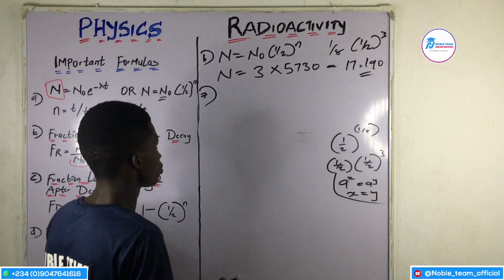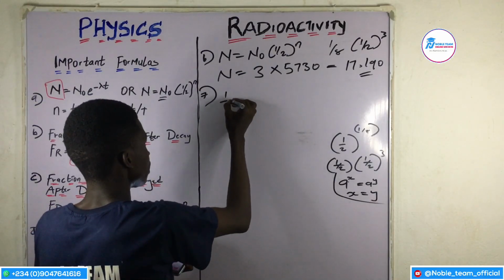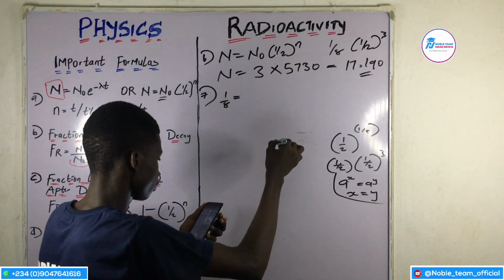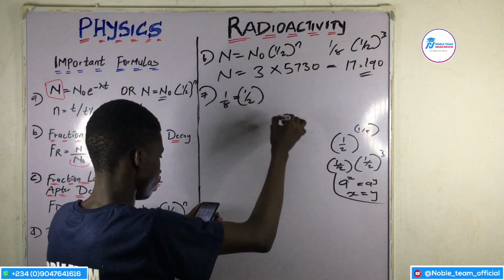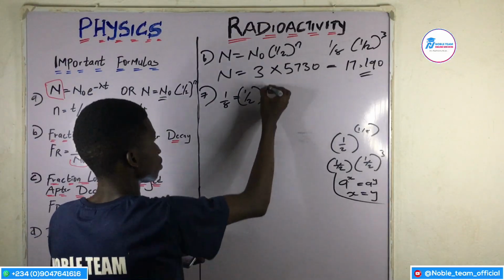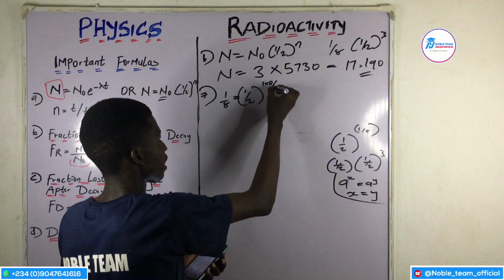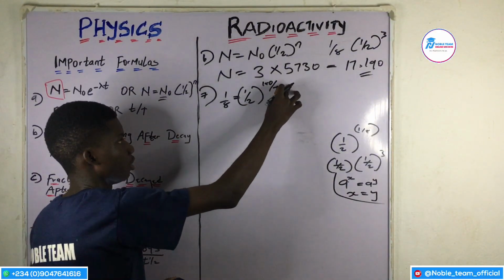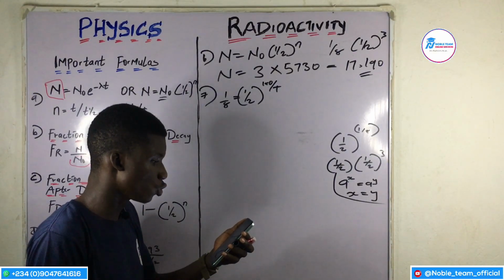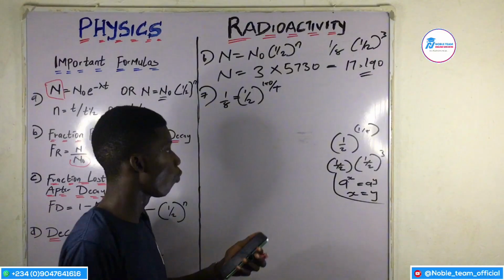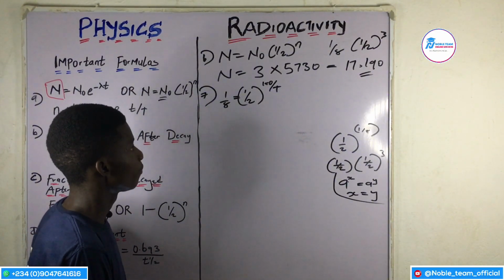Now let's solve together. Our N here is, they say, 1/8. So 1/8 is now equal to (1/2) raised to the power of time, which is 180 divided by t. We are looking for this. Let's read the question. We have been asked to calculate its half-life, and it falls to 1/8 of its original value. Now let's solve together.